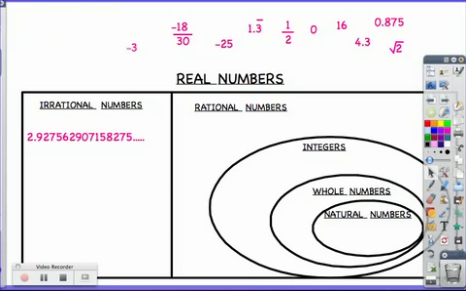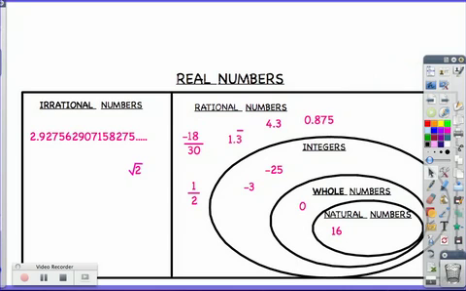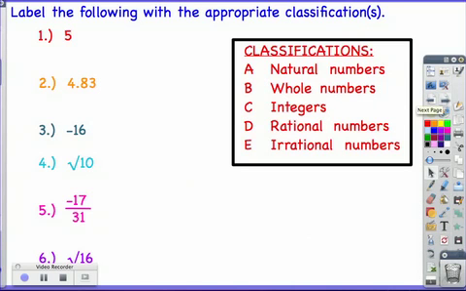Is this what you got? This slide asks you to label the following numbers with the appropriate classifications. It is multiple choice, choose all that apply. Pause the screen until you have all your answers down, and then you can start again to compare and see if you got the right answers. Number 1 is a natural number because it's a counting number, and all natural numbers are whole numbers, integers, and rational numbers.